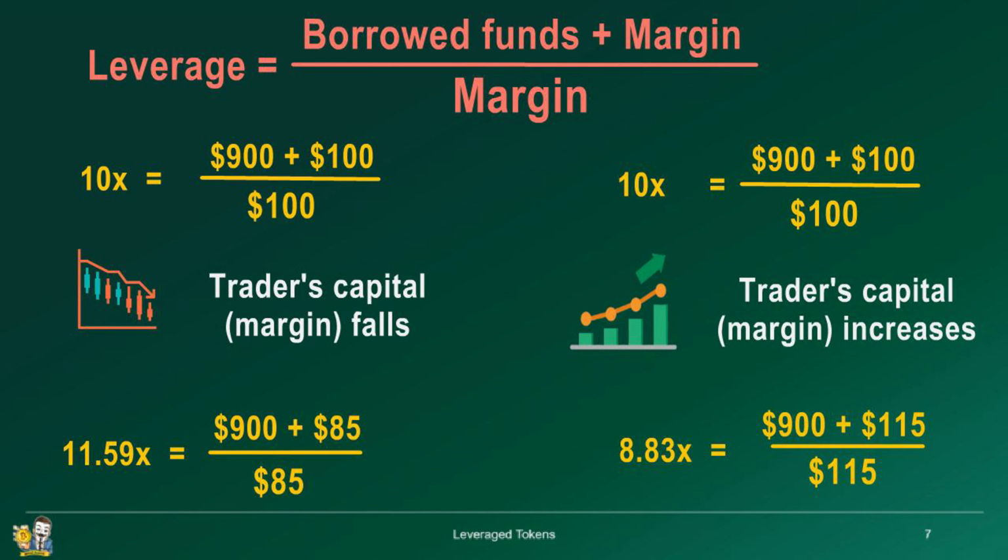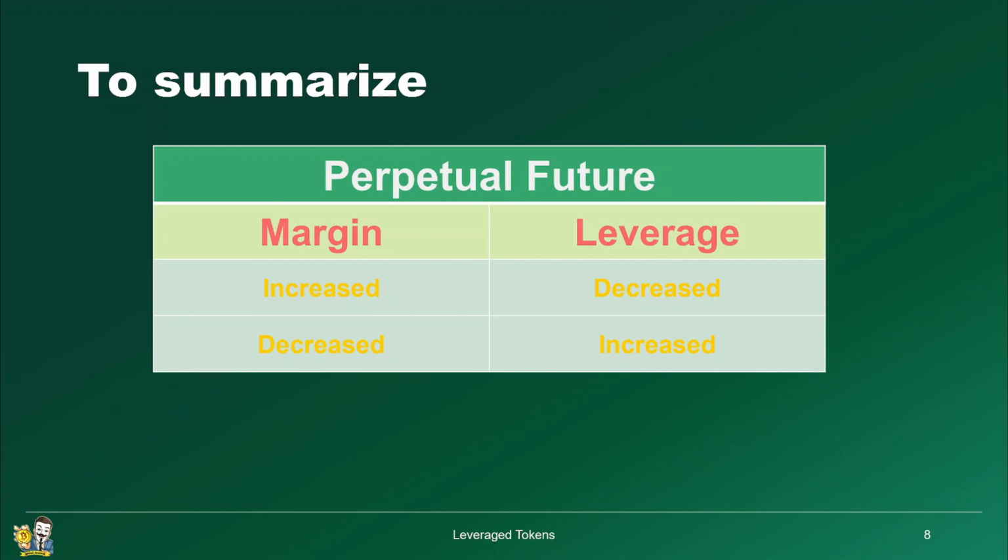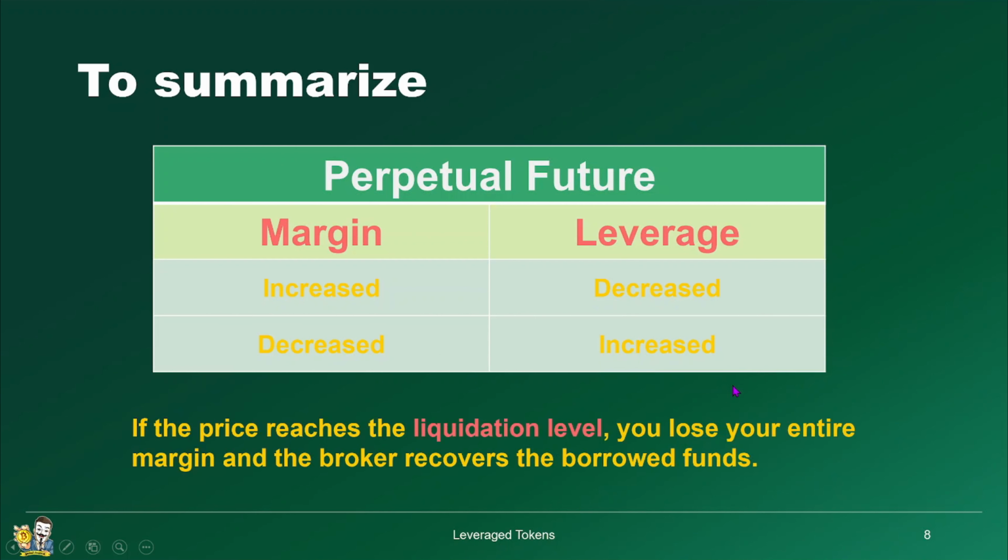Your leverage has decreased. To summarize the functioning of perpetual futures, if your margin increases, the leverage will decrease. Inversely, if your margin decreases, that is, the price has moved against you, your leverage will increase. In addition, if the price reaches the liquidation level, you lose the entirety of your margin, and the broker recovers the funds that you borrowed.